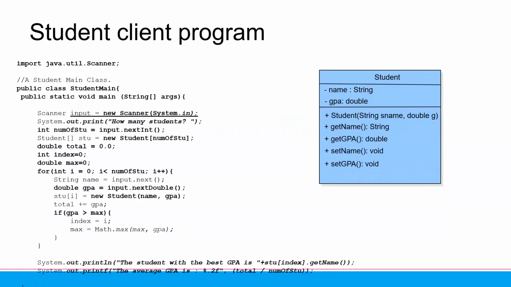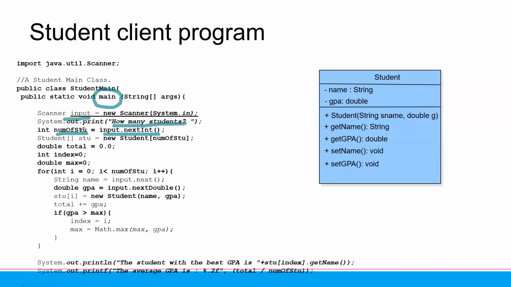What about the student client program? In the student client program, we have to write the main method. What is this main method? We want to know how many students we need to input. In this case, I input how many students. First, I will put it into the variable numOfStu, so this will be an integer value.